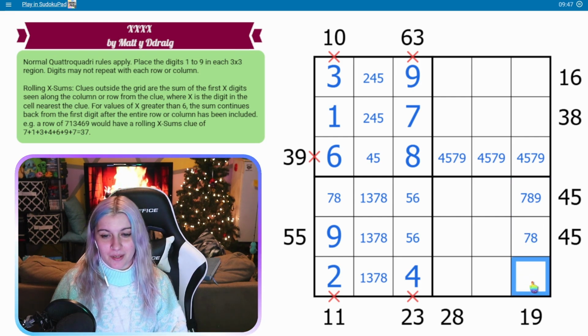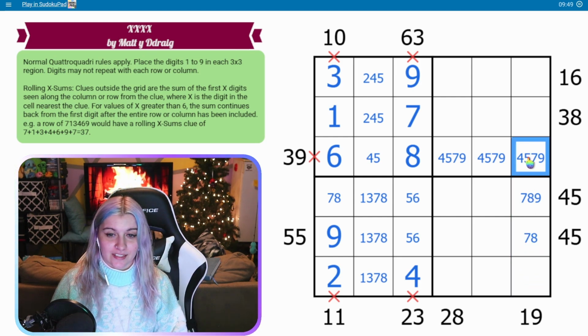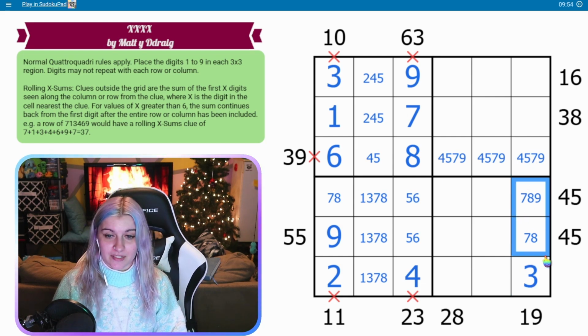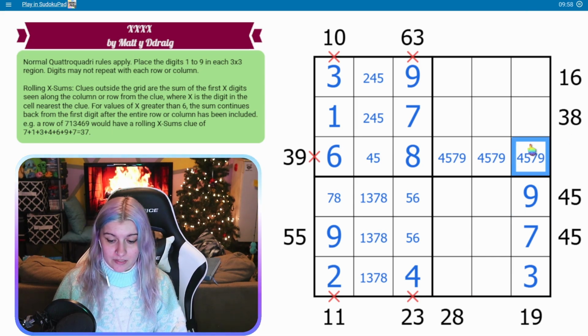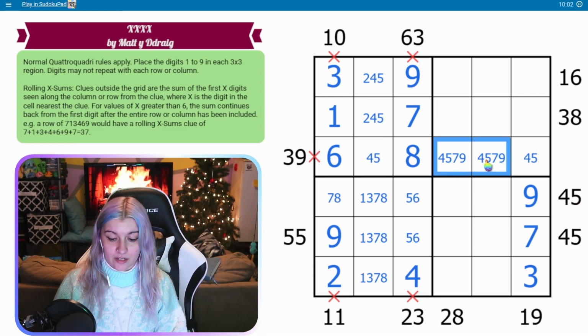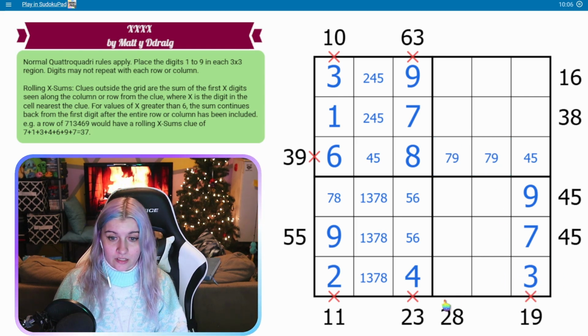But as soon as I put a 4 here, that would make this a 5. That'd be way too big. This is just going to be a 3, and then these are going to have to sum to 16, which is going to have to make it 7 and 9. Very cool. This can't be 7, 9. This is a 4, 5 pair now, so these are not 4, 5. That's 7, 9. This is done.